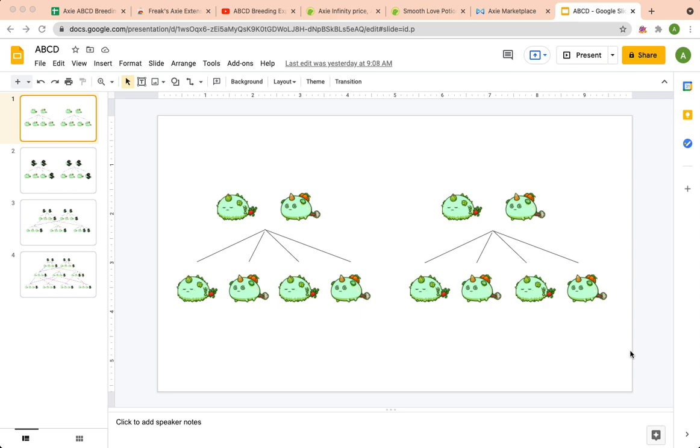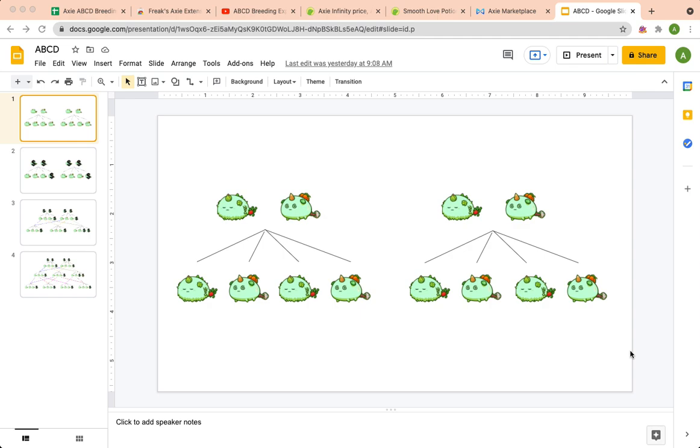So today I will be explaining the ABCD breeding method in Axie Infinity, and I will also be going through how to calculate potential ROI from using this method as you scale. So caveat, this is obviously not financial advice. Please do all of your own research and look through everything you need to make your own financial decisions.